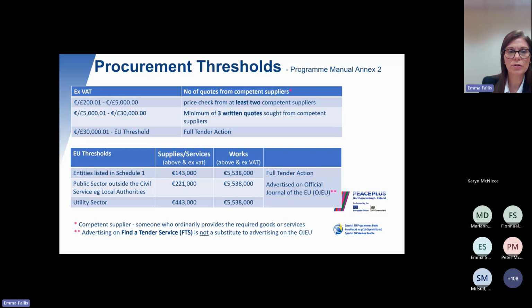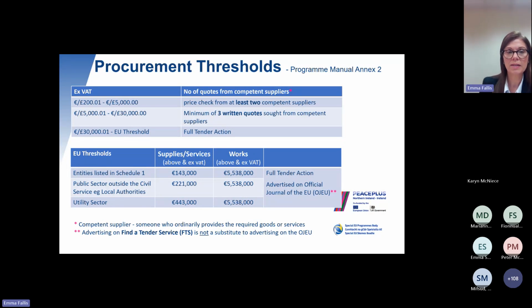Contracts above 30,000 euros up to the EU threshold require full tender action. As I said earlier, that entails advertising on the public procurement websites or using the regional press. And again, for full tender action, it's expected you do this on a cross-border basis, unless you can demonstrate and have documented that your project is a single jurisdiction project. Projects then that are over the EU threshold.